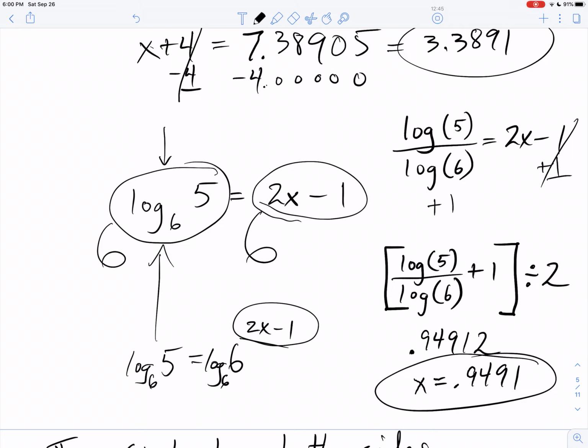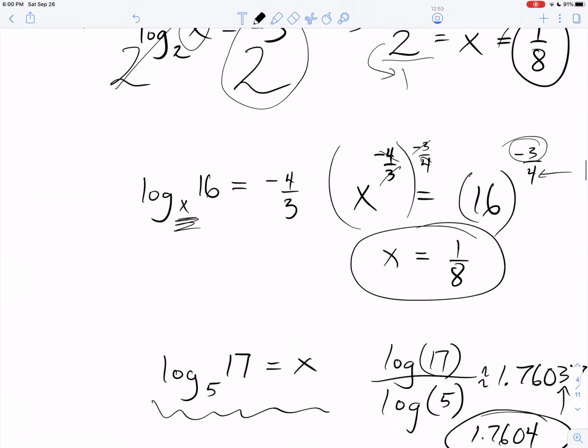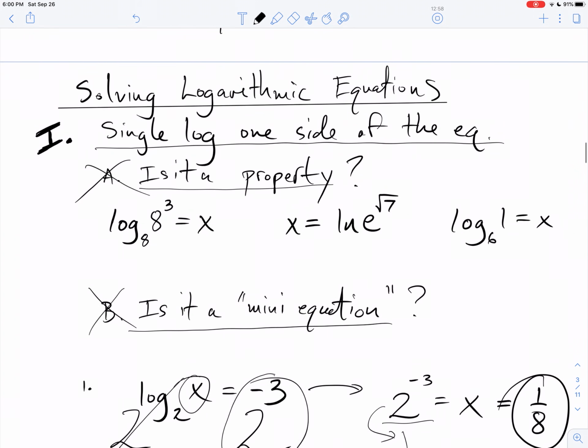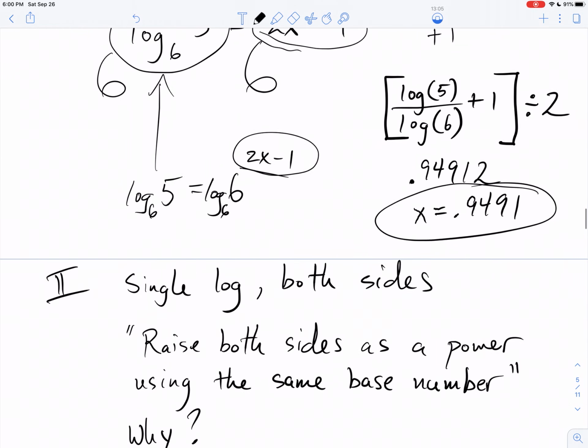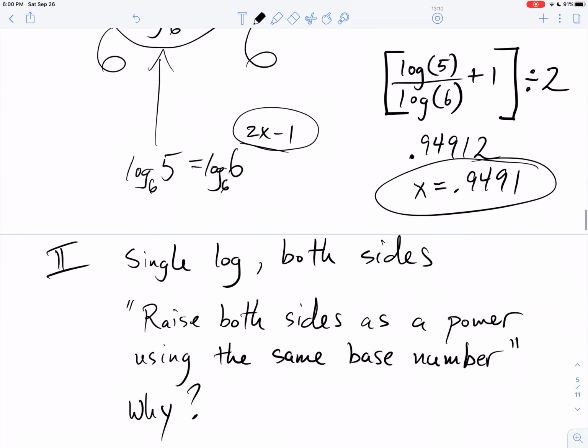All right. So, before I go to Roman numeral number 2, which is coming up, these are all examples of what if there is a single log statement on one side of the equation. So let's contrast that right away. Let's compare that to Roman numeral 2, which says this. So here's my Roman numeral 2. What if you have a single log on both sides of the equation?